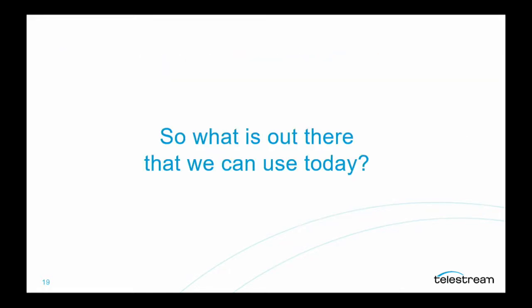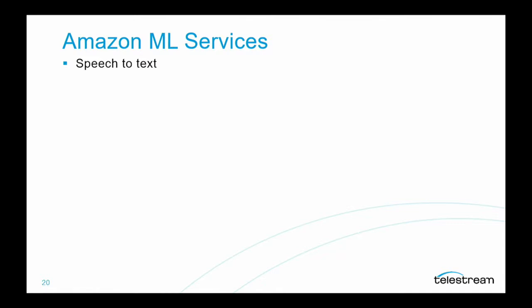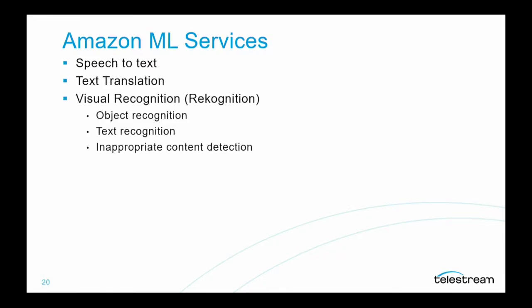So I took a little look around at what's out there today that we can use. There are really 4 major cloud providers out there. We've got Amazon, and they can do speech to text, and they can do text translation, and they can do various kinds of visual recognition, and they call out that they have text recognition and inappropriate content detection.